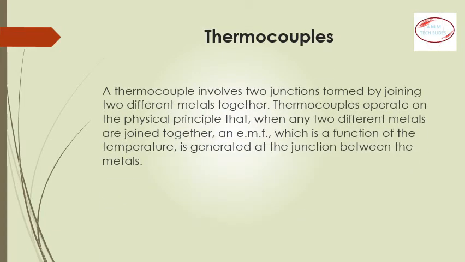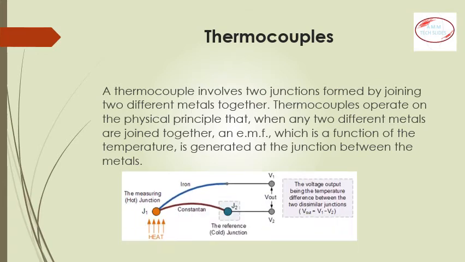Thermocouples. A thermocouple involves two junctions formed by joining two different metals together. Thermocouples operate on the physical principle that when any two different metals are joined together, an EMF, which is a function of the temperature, is generated at the junction between the metals. So this is what we are calling the hot junction that is in contact with the body you are measuring the temperature. This is now the reference point. Now the EMF here, although small, can be processed further to give the value of the temperature of the body we are measuring.